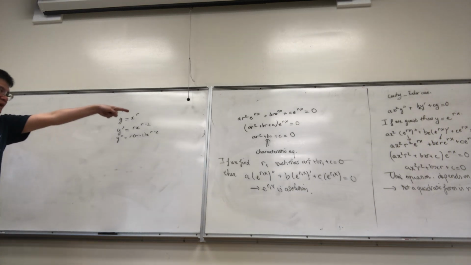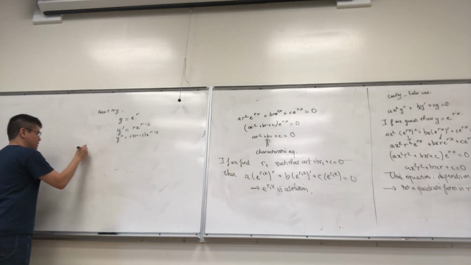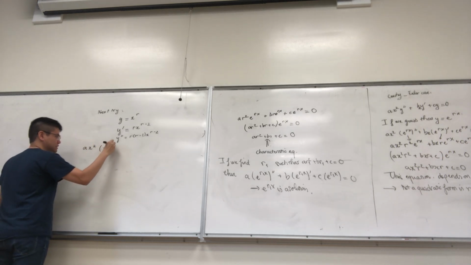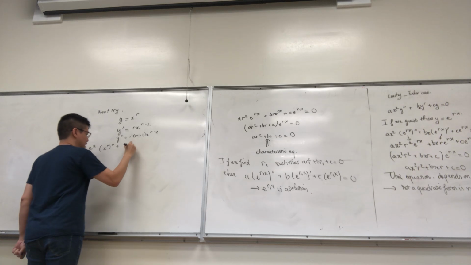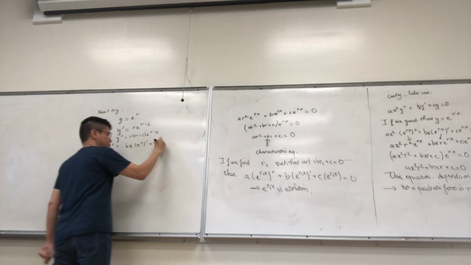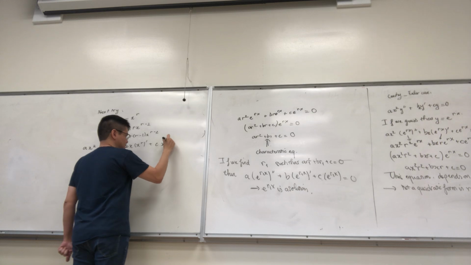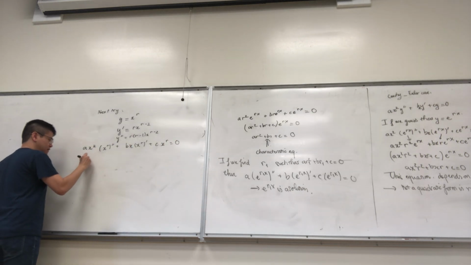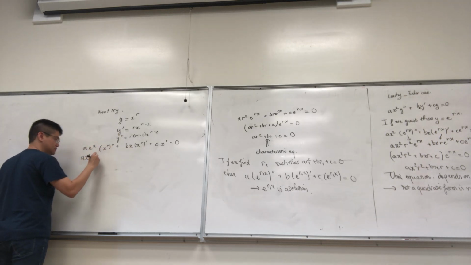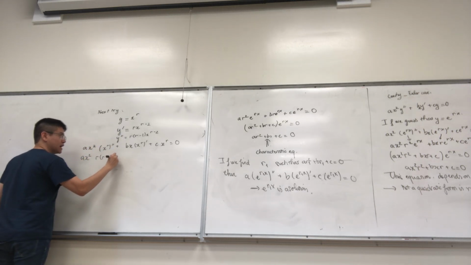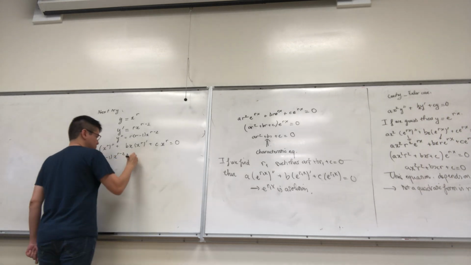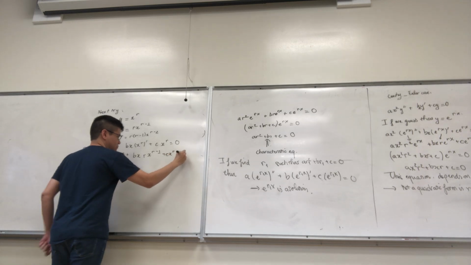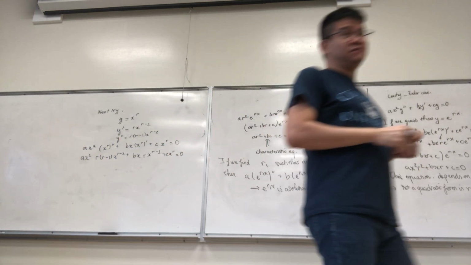Right, so I plug everything back into the equation. I'm going to get a x squared (x to r)'' plus b x (x to r)' plus c x to r is 0. Now I replace everything inside. I have a r times r minus 1 x to r minus 2 plus b x times x to r minus 1 plus c x to r is 0. Right? So what can you see from this equation?